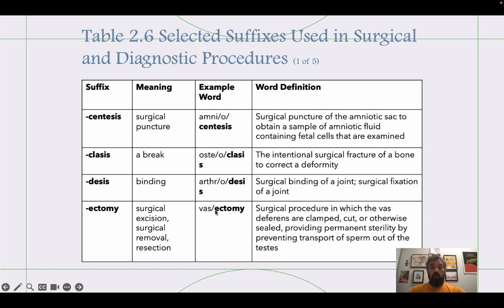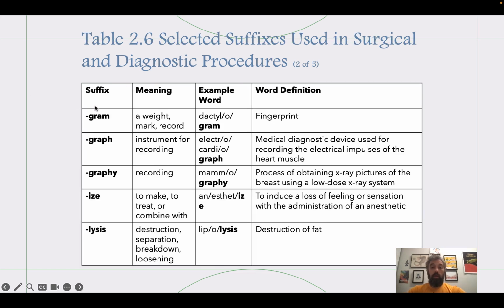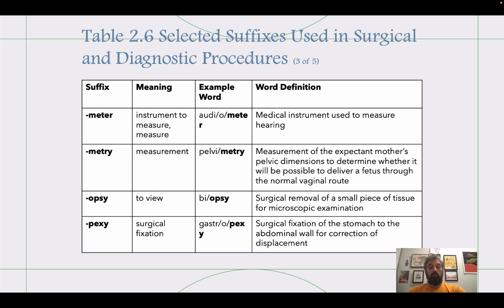So a vasectomy is removing the vas deferens. -Gram is weight or record. -Graph is a recording instrument. -Graphy is a recording. -Ize is to make or to treat or combine with. -Lysis is destruction, separation, breaking. -Meter is, once again, a type of instrument to measure something. -Metry is measurement. -Opsy is to view.